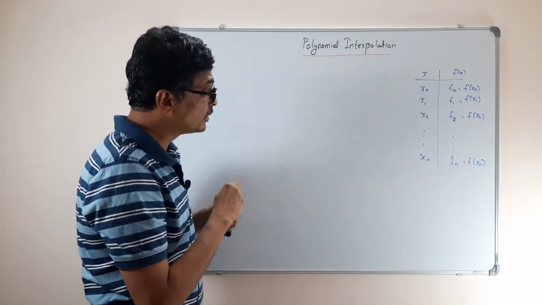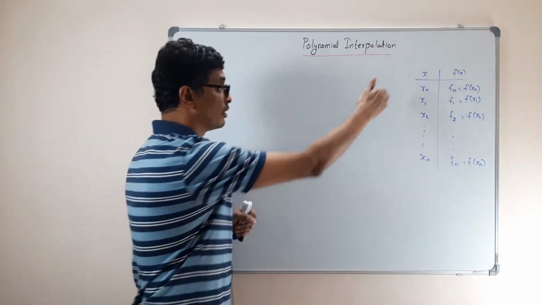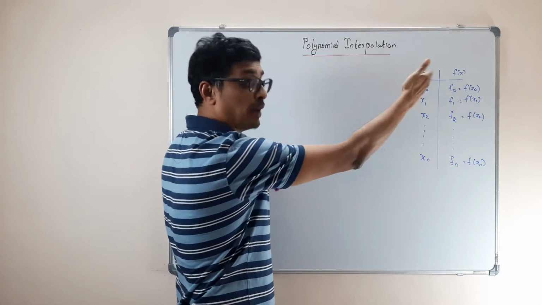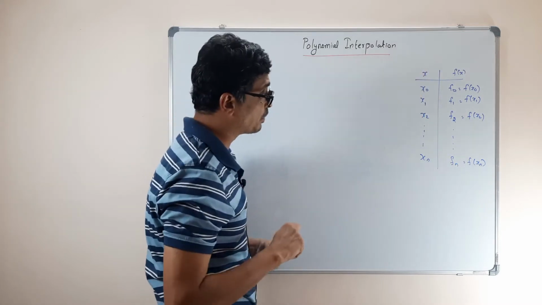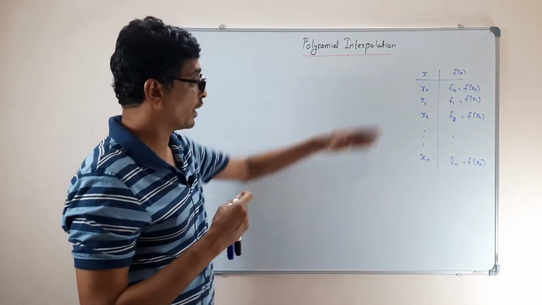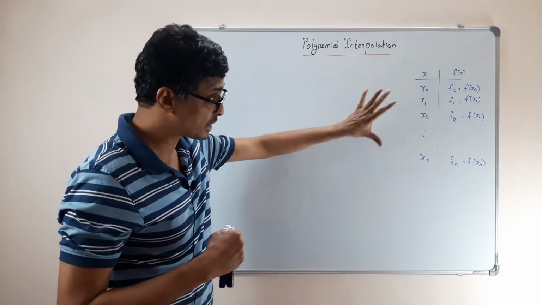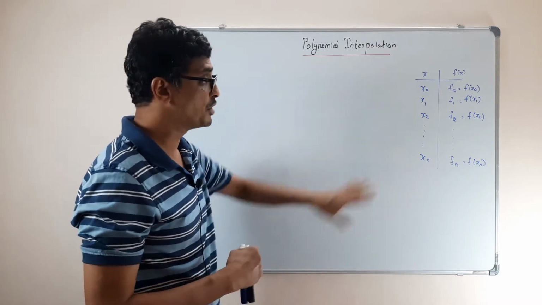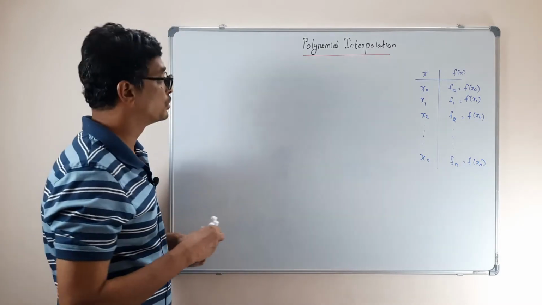Now, when the data points are unevenly spaced, that means xi plus 1 minus xi is not always a constant, how do we construct the polynomial? For n plus 1 data points, we can find an nth degree polynomial. How do we construct that nth degree polynomial which passes through all the points? There are techniques to do that.